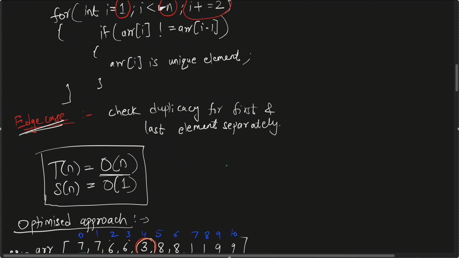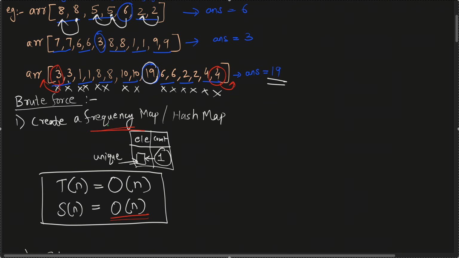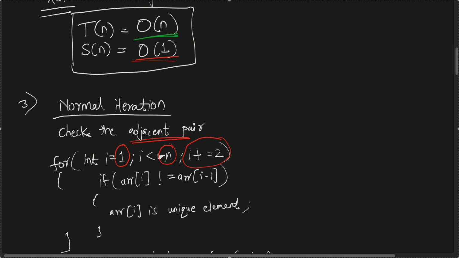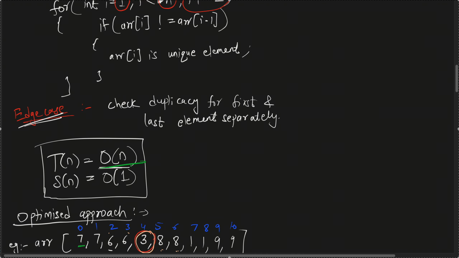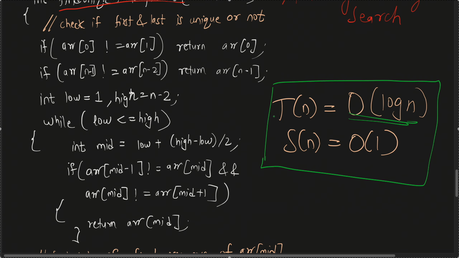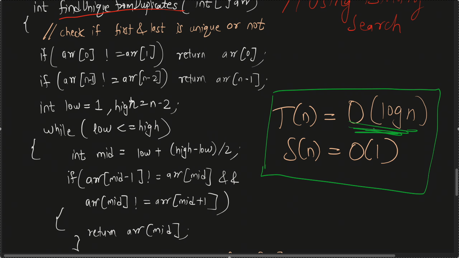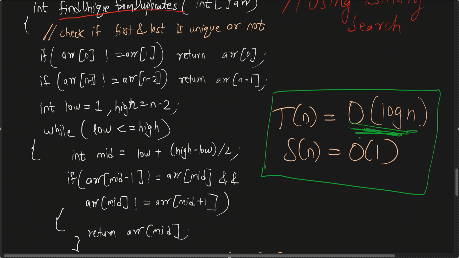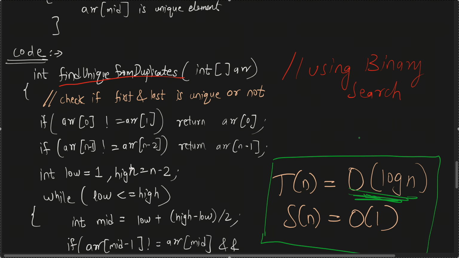The previous three approaches: the first was the frequency map approach, taking order of n time complexity. Bit manipulation also takes order of n time complexity. Normal iteration takes order of n time complexity. But using binary search, we have reduced our time complexity from order of n to log n. I hope you understood this problem statement and the solution as well.